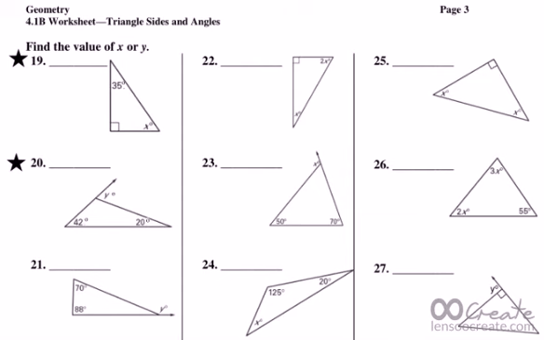All right, now flip to page 3. We will be finding values of x or y as they work into the picture. Remember, we're looking for angles that are interior, the sum of which adds up to 180 degrees, or exterior, which is where we set the 2 angles equal to the outside angle.